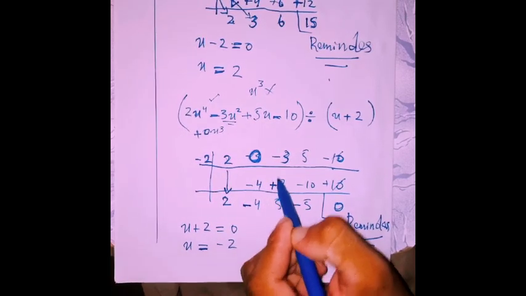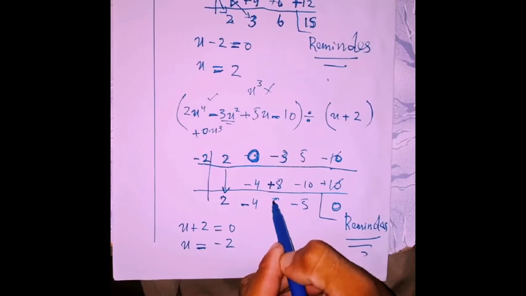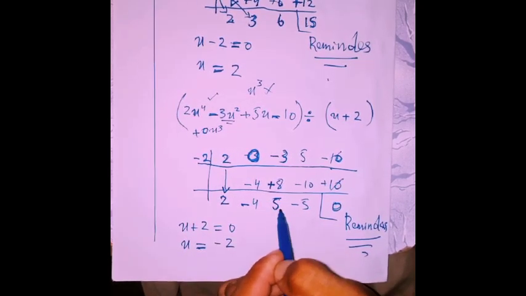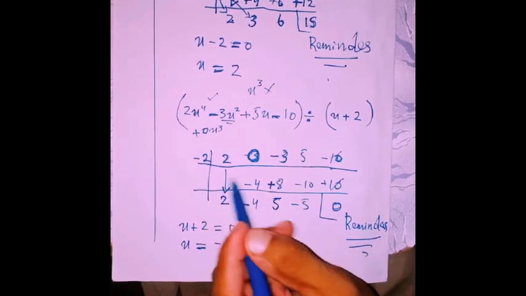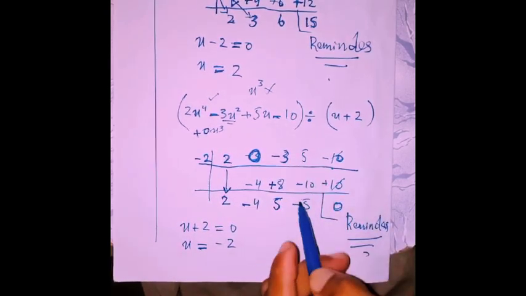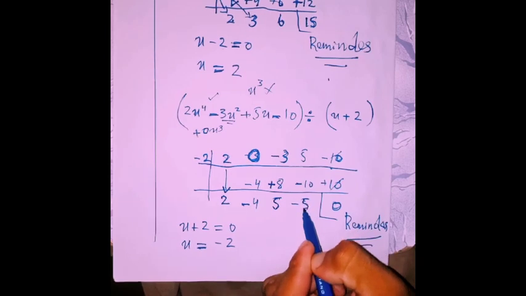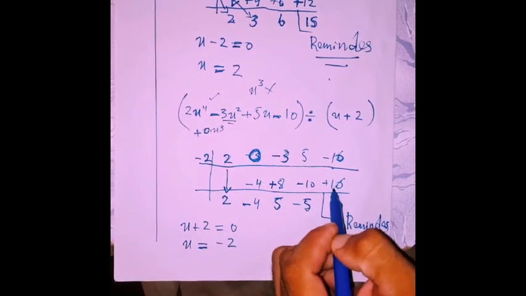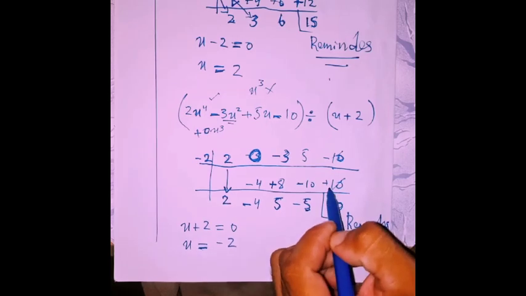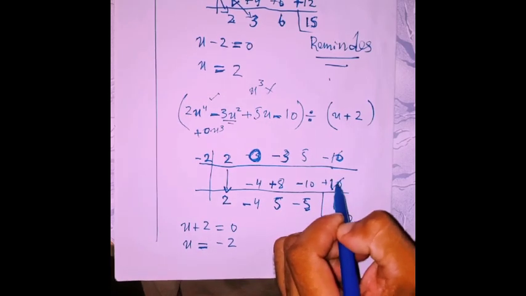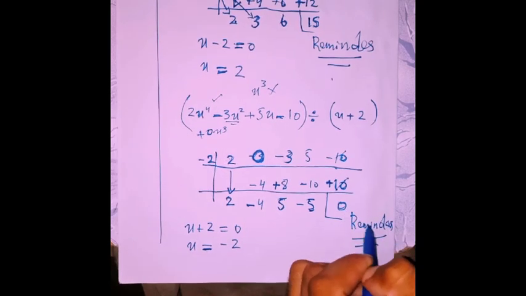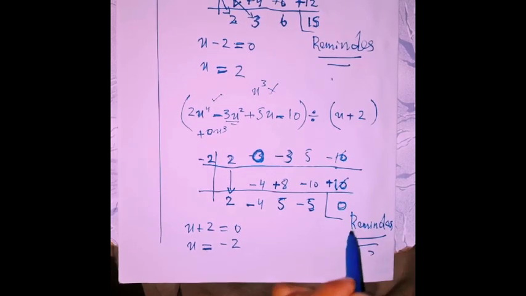So if we add these two terms, we get 5. Now if we multiply minus 2 into 5, we get minus 10. So minus 10 plus 5 is again minus 5. Now if we multiply minus 2 into minus 5, we get 10. So if we add plus 10 and minus 10, we get the remainder 0.